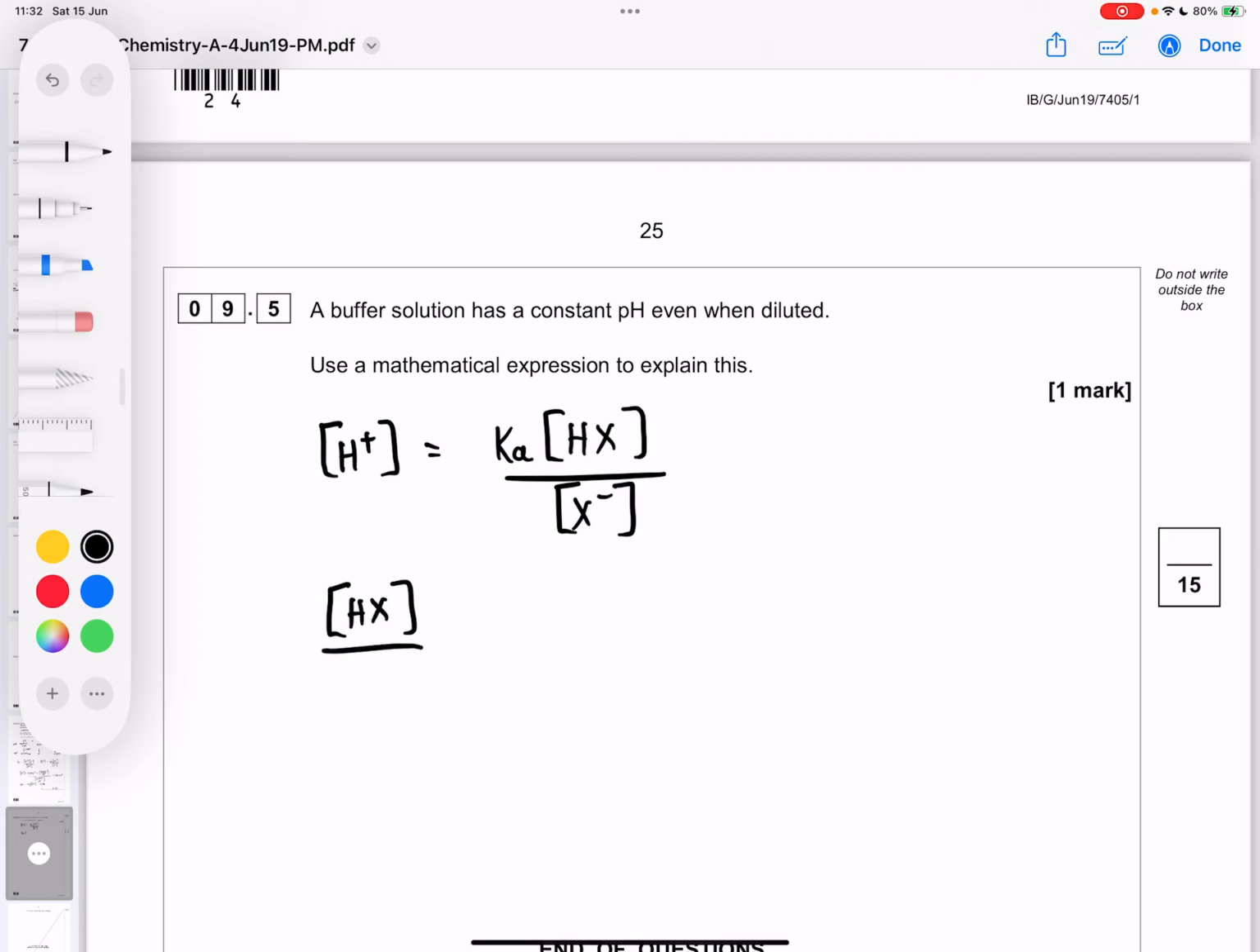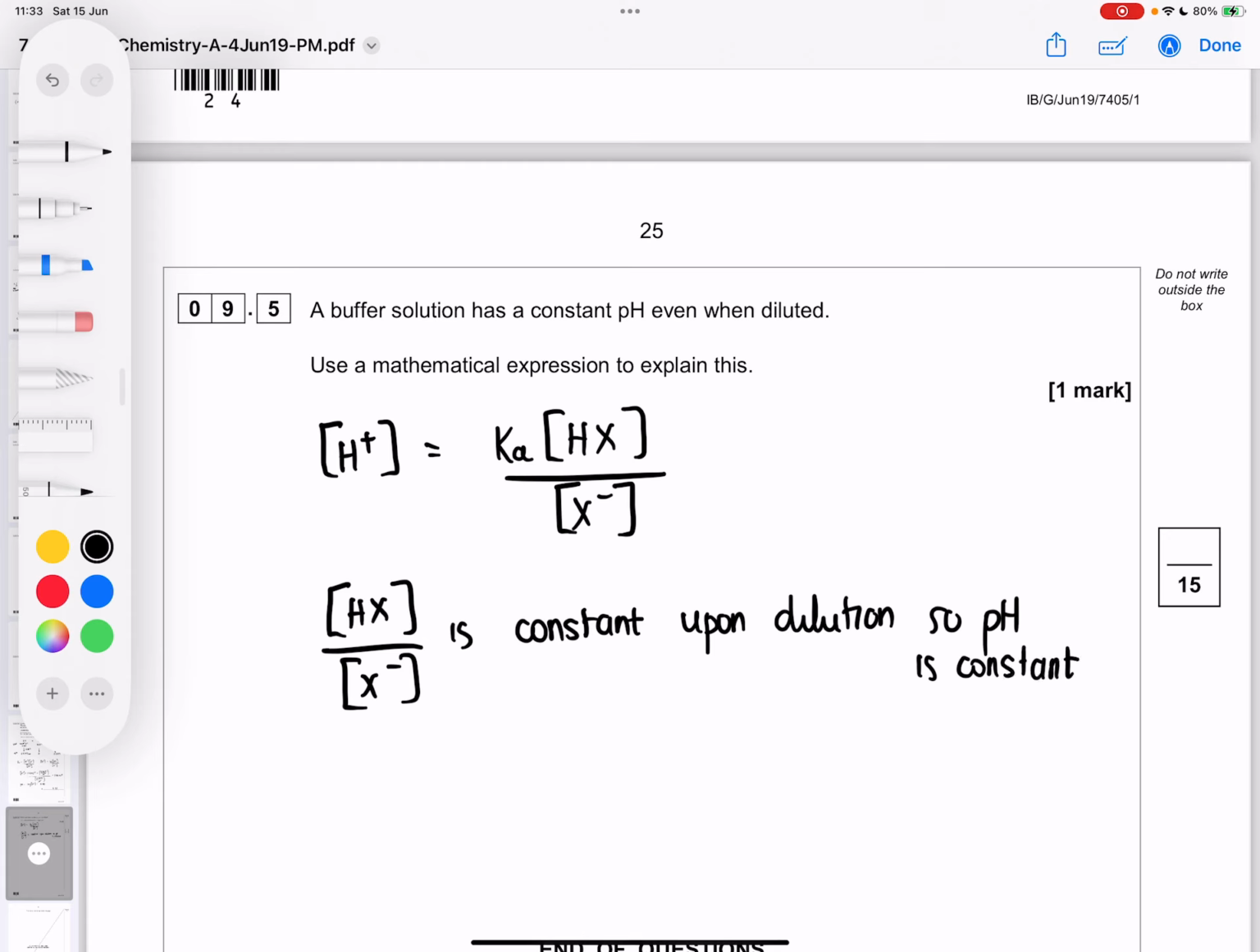So HX over X minus is constant upon dilution. So pH is constant. It's quite difficult phrasing of the question actually, because it's not exactly a mathematical expression. The idea is that the HX and the X minus are going to change in the exact same proportions and therefore the ratio is going to stay constant. So pH is going to stay constant.